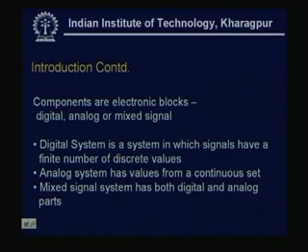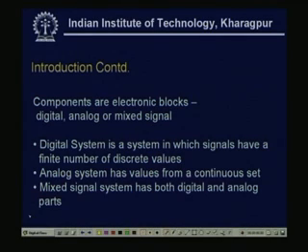Now, these components or related parts of a system can be digital, analog or mixed signal. What do we mean by digital, analog or mixed signal components? First, a digital system is a system in which signals have a finite number of discrete values, whereas an analog system has values from a continuous set. First we elaborate these two things, because the digital system is the main concern of our class. So, we understand what we mean by a digital system.